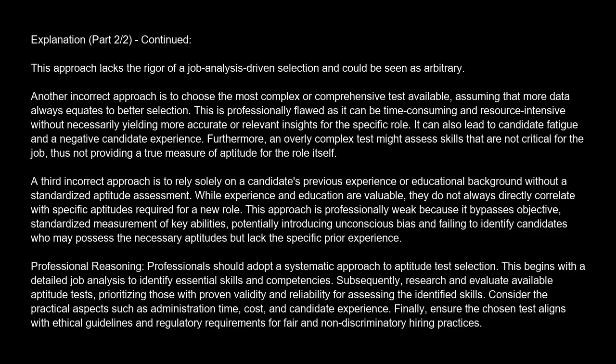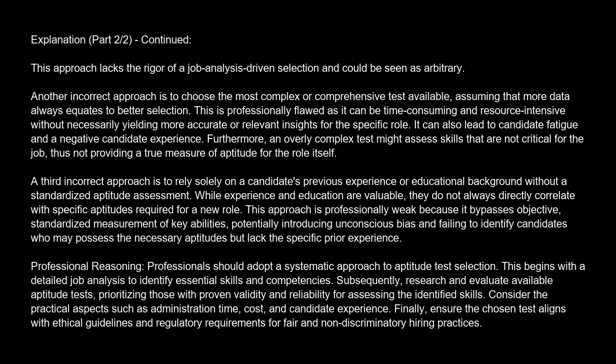A third incorrect approach is to rely solely on a candidate's previous experience or educational background without a standardized aptitude assessment. While experience and education are valuable, they do not always directly correlate with specific aptitudes required for a new role. This approach is professionally weak because it bypasses objective, standardized measurement of key abilities, potentially introducing unconscious bias and failing to identify candidates who may possess the necessary aptitudes but lack the specific prior experience.